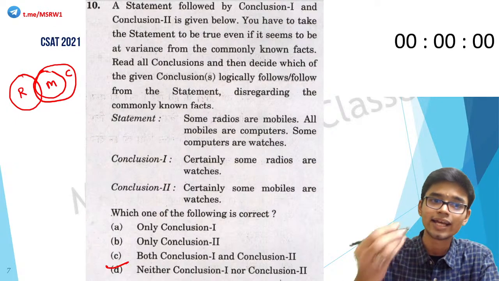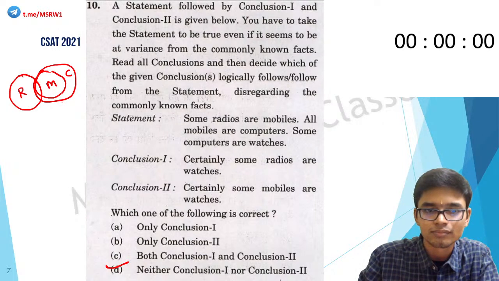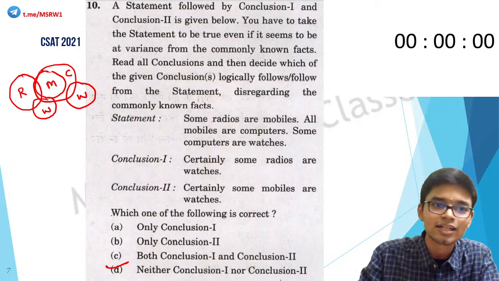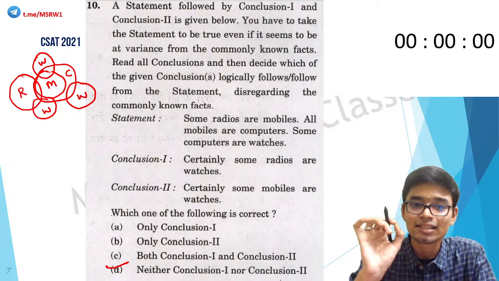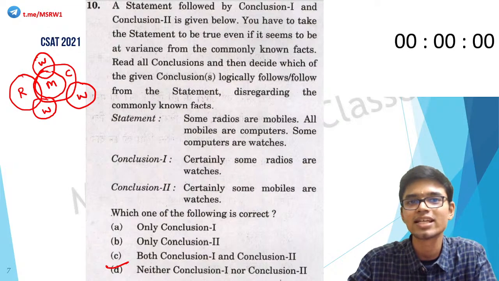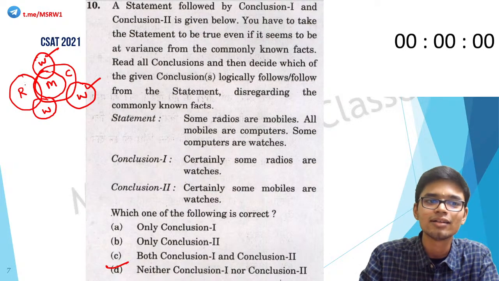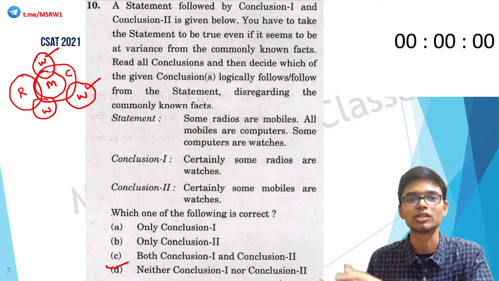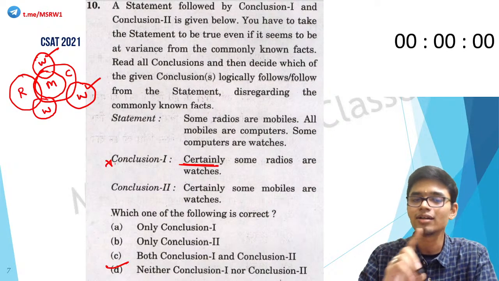Okay, so we can draw this circle in a lot of ways. So we can draw it like this. Okay, we can draw it like this if we want, but we can also draw it like this if we want. Okay, we can draw it like this one if we want. All these are different ways of drawing it, right? Conclusion 1 says certainly some radios are watches. Can we say it for certain that some radios are watches? No, because if we take this circle or if we take this circle for watches, then there is nothing common between watches and radios. So there is no way that we can say for certain that some radios are watches. Maybe it is possible. But because there is this word certainly, it is wrong. Conclusion 1 does not follow.